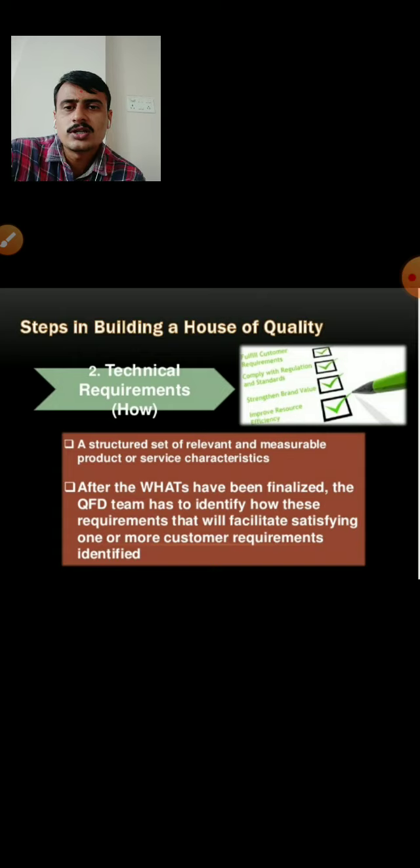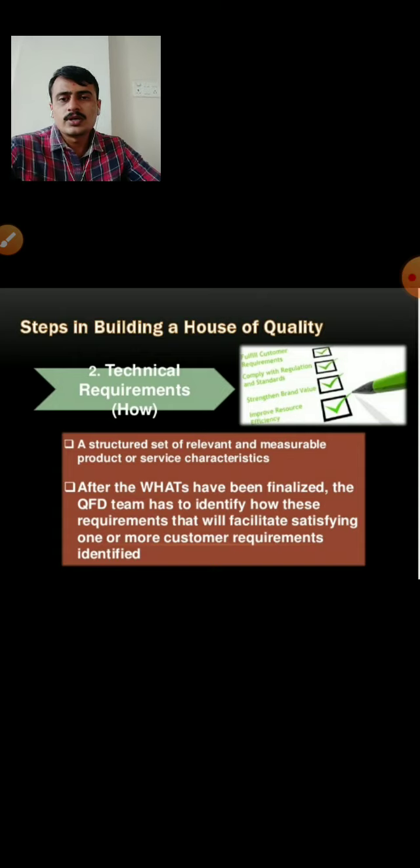The second step is technical requirement. How? Technical requirement means a structured set of relevant and measurable product or service characteristics that have been finalized. The quality function deployment team has to identify those requirements that satisfy one or more identified customer requirements. That means technical requirement. How?